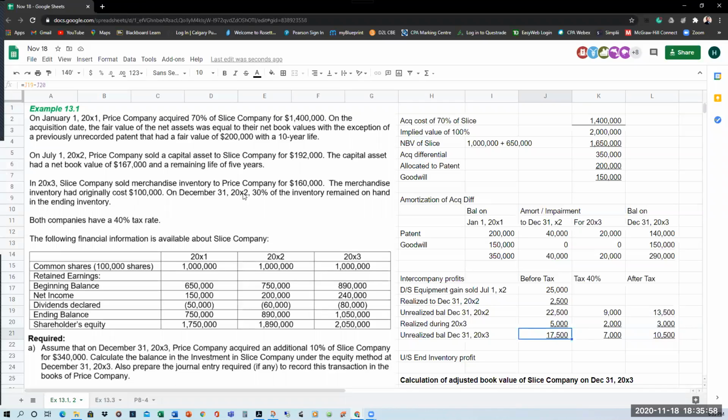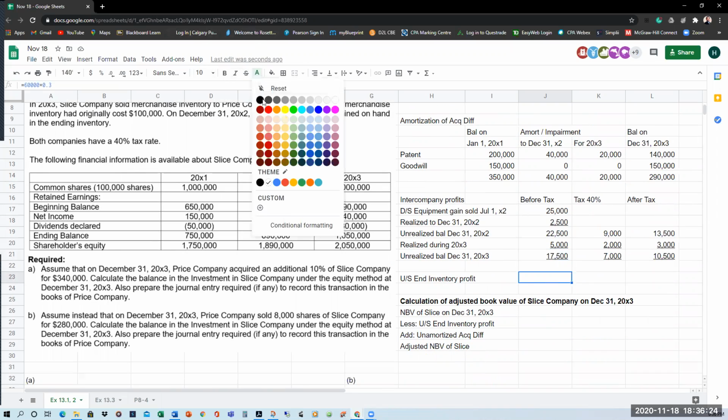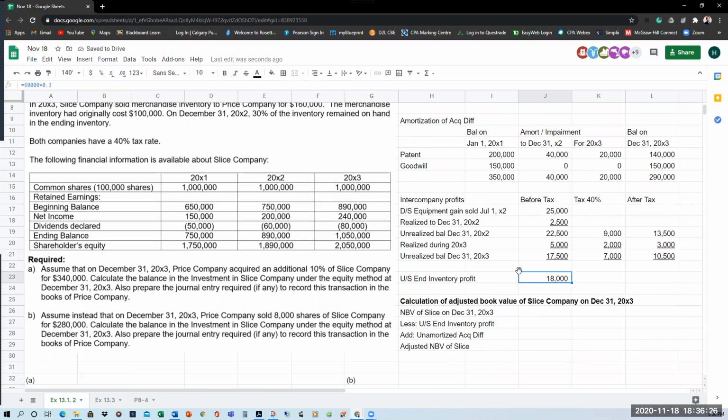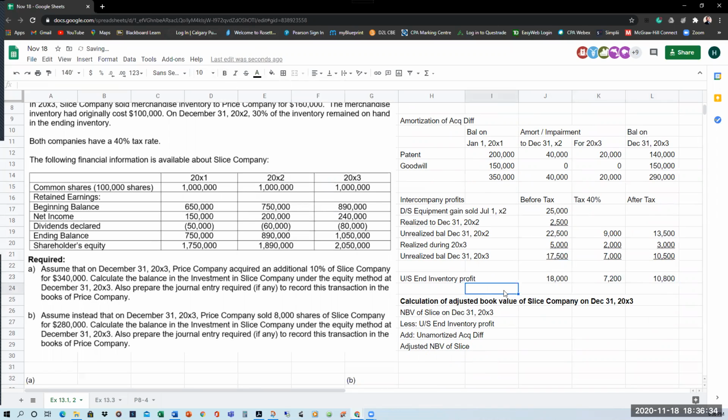So on December 31st, 2003, okay, that's my bane. I just keep making these stupid typos. It should be 2003, folks, okay? On December 31st, 2003, 30% of the inventory remained. So 30% of the $60,000 profit remains unrealized in the ending inventory for the year 2003. 30% of 60,000 is $18,000. After tax, that gives us $10,800.